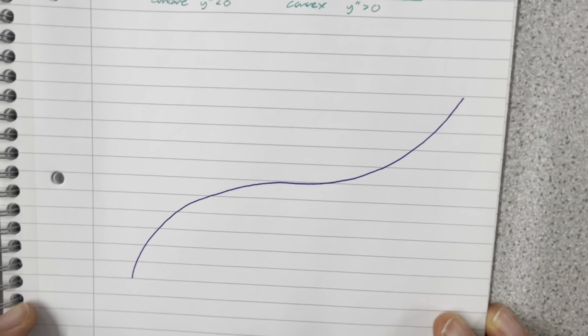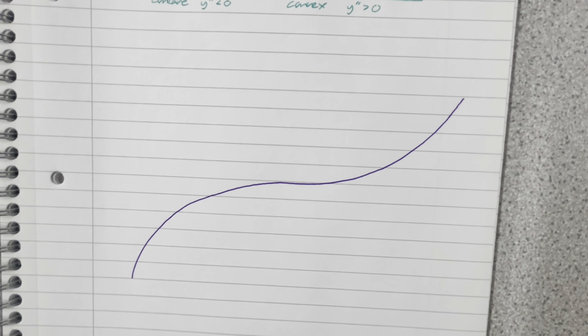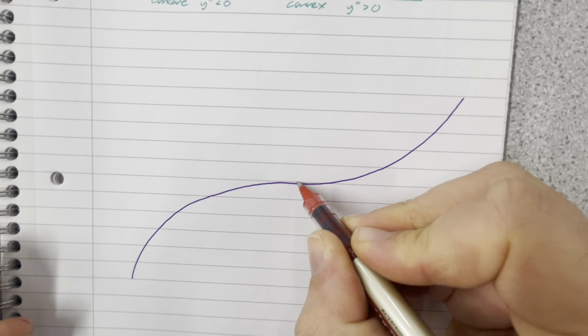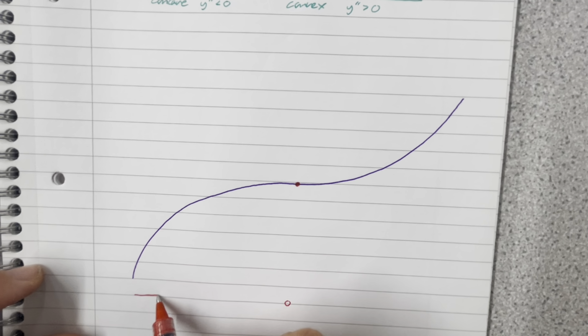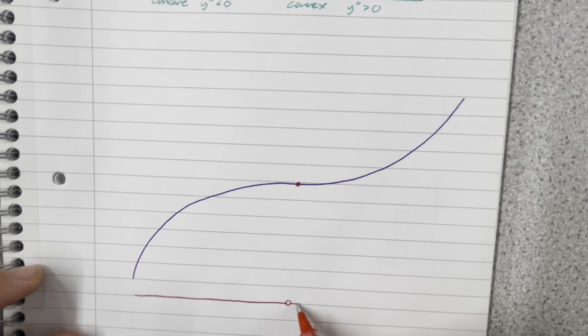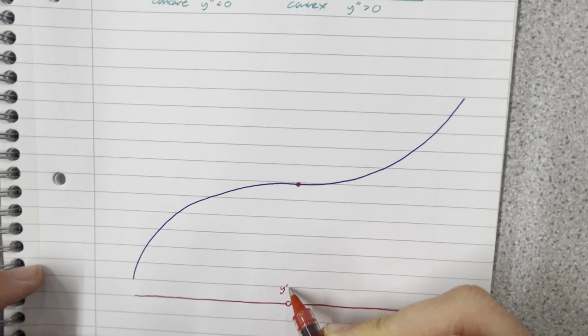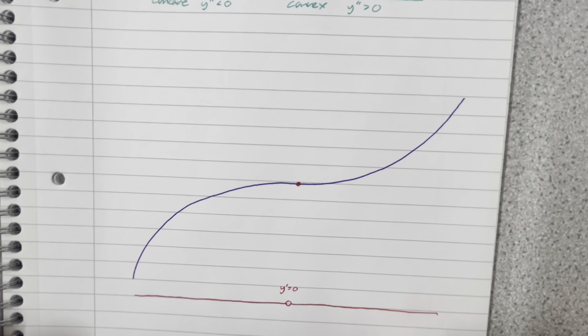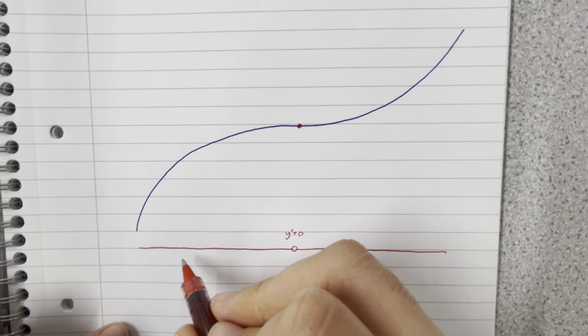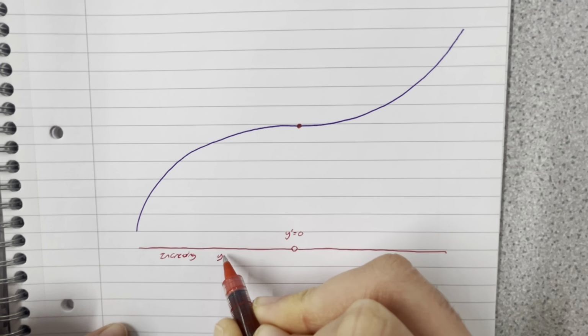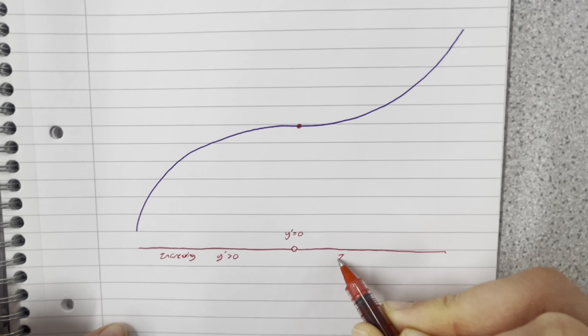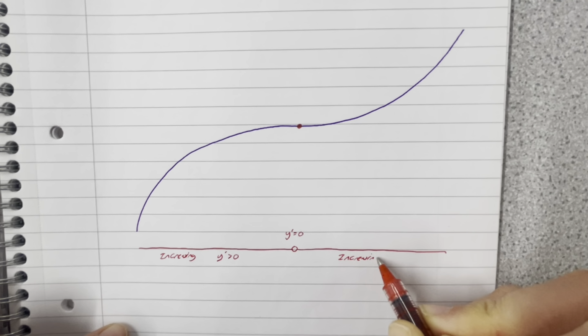And this one here, again, we can have a look at all of this. This is going to be a stationary point, but it is increasing on both sides. The gradient doesn't get negative at any point. The gradient is 0 at that point, but to the left of that point, it is an increasing function. That is, the gradient is positive, and to the right of that point, it is also an increasing function.